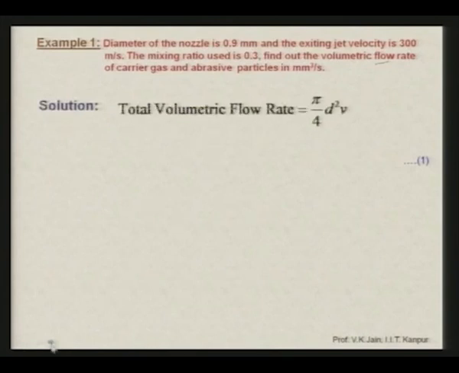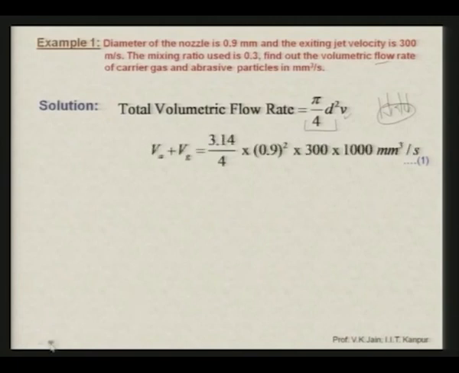Total volumetric flow rate we can calculate, because we know the jet diameter and the flow velocity. If we multiply the cross sectional area by the velocity, then you will get the volumetric flow rate. Here is the cross sectional area of the jet, and this is the velocity with which the jet is going out. Now, when we say volumetric flow rate, it includes the flow of the air or the gas as well as the abrasive particles.